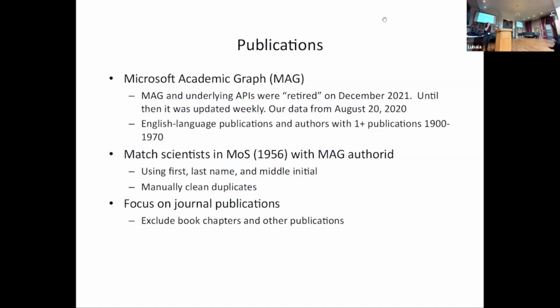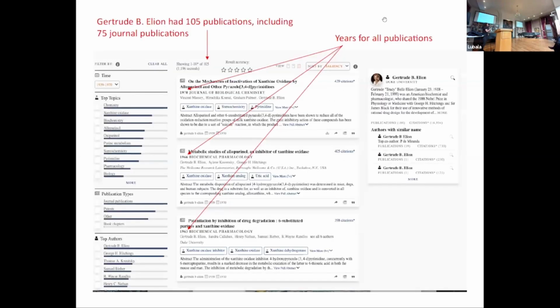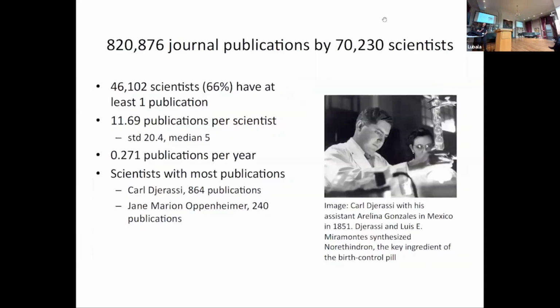So if you want to look at changes over time, you can either do it coarsely but very transparently with the Men of Science data, or not so transparently with the Microsoft Academic Graph. And so this is the data used to look at this, before Microsoft took it down. For each of them, this is for Gertrude Elliott, we can take all of their publications. So we have a total of 820,000 journal publications by 70,000 scientists.